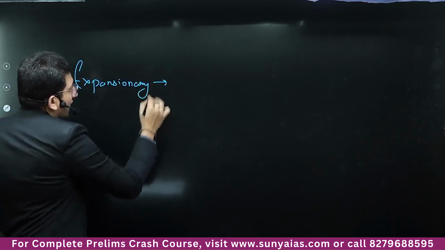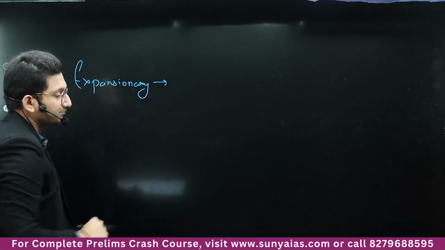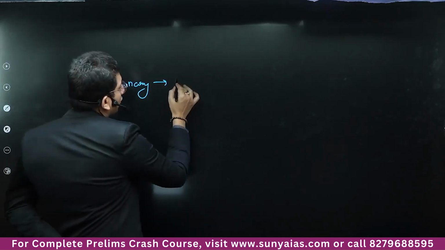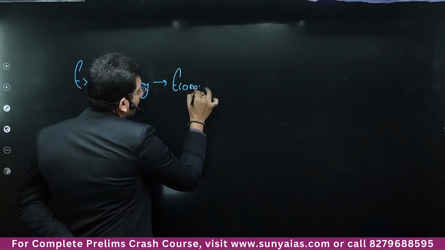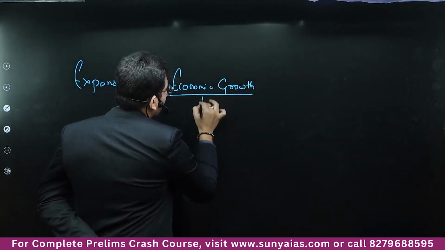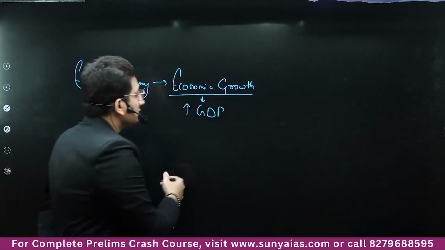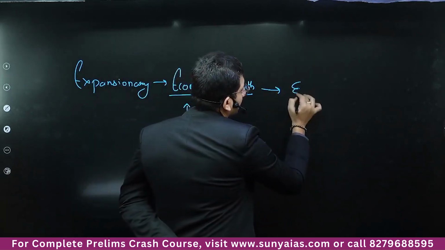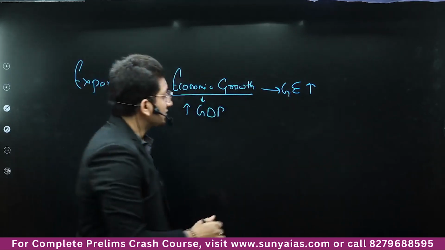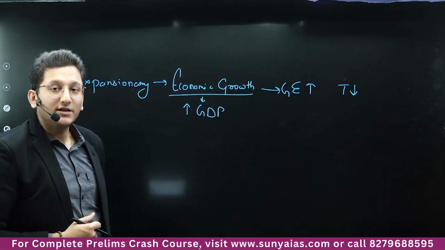expansionary. Abhi main aapko sirf kuch common terms mein bata raha hu, so that you can understand this particular thing. See, in the expansionary fiscal policy, guys, what's going to happen? Government focuses on economic growth, that is increase in GDP. So when they are focusing on that, what they will do is increase the government expenditure and decrease the taxes.